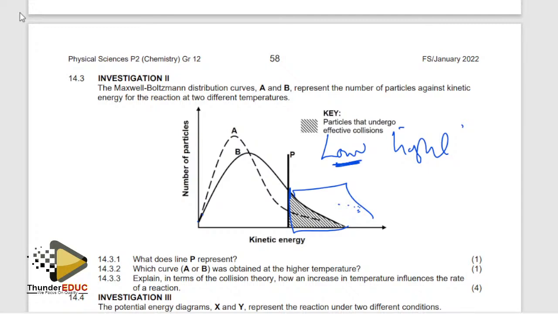When it is about concentration, it increases the number of reacting particles. So it means that it will increase the number of particles which have sufficient energy, hence an increase in the number of effective collisions per unit time. Hence the rate of reaction also increases. You have to know that. Don't make a mistake of going to the paper without knowing that.